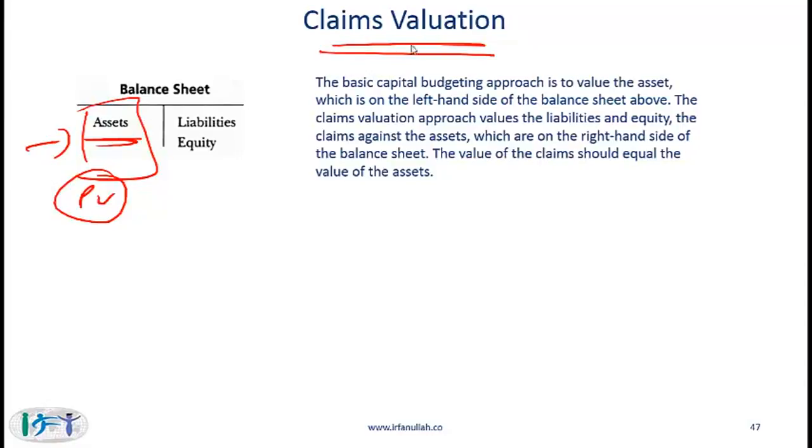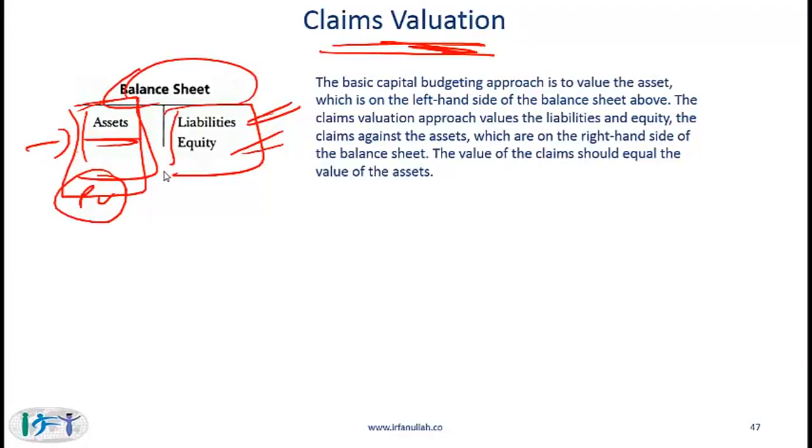What claims valuation does is focus on the right side of the balance sheet. And it says that, look, one way of coming up with the value of assets is to come up with the total value of liabilities and total value of equity. If you add the two numbers, then you will have the value of assets. And the reason this is called claims valuation is because liability or debt holders and equity holders have a claim against the assets. So value the claims and you automatically have the value of assets.